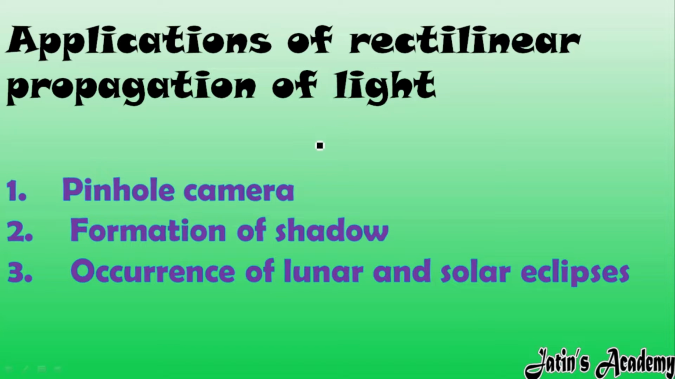And this question is very important from the exam point of view. Question will come like this: on which principle does the pinhole camera work? Answer will be this. On which principle do shadows form? Answer is rectilinear propagation of light, and same with the third, lunar and solar eclipse. So now one by one we are going to study all these applications of rectilinear propagation of light. Firstly, we are going to start with the pinhole camera.